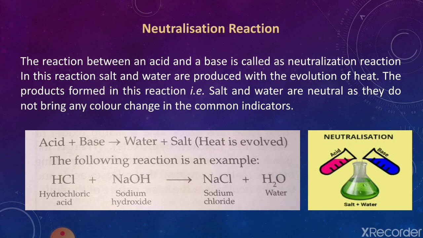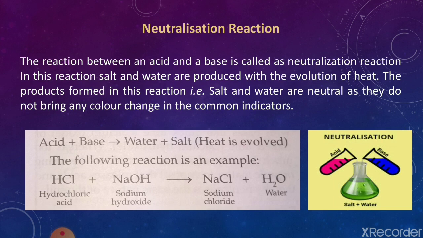So we can say that when an acid and a base react together, they form salt and water, and this reaction is called a neutralization reaction. So salt and water are the two products of a neutralization reaction, along with evolution of heat, meaning some amount of heat energy is also released in this neutralization reaction. So the reaction between acid and base is called neutralization reaction, and in this reaction water and salt are produced.